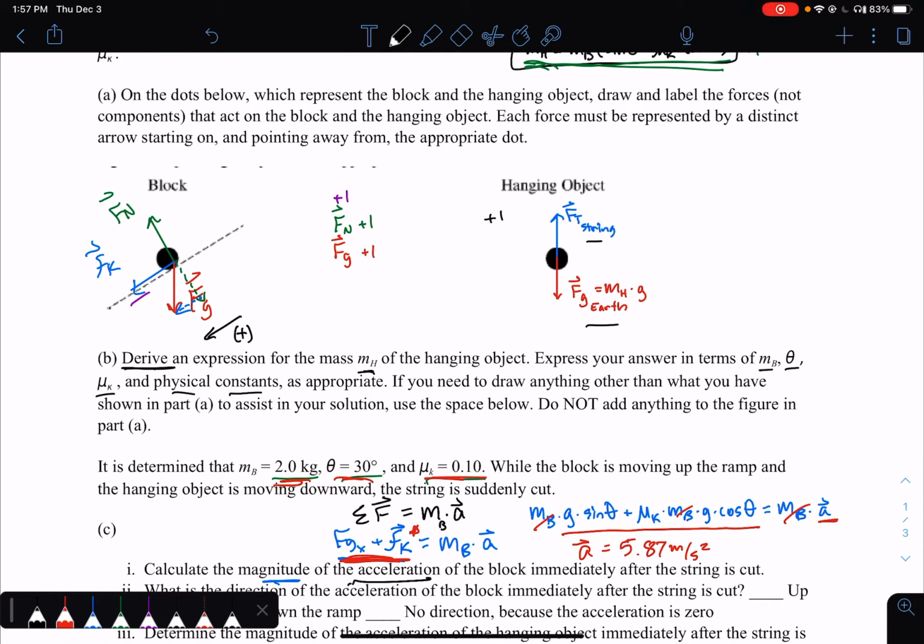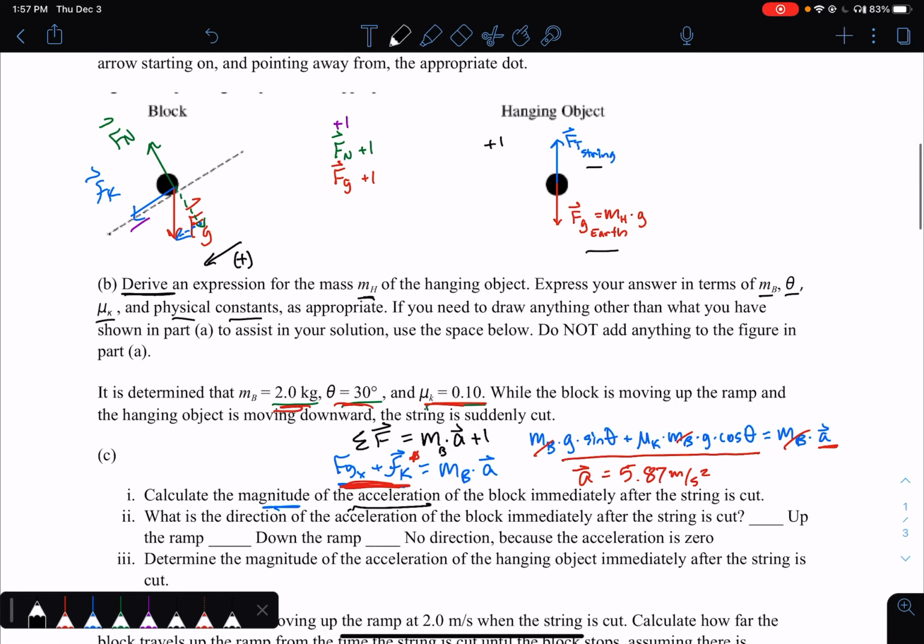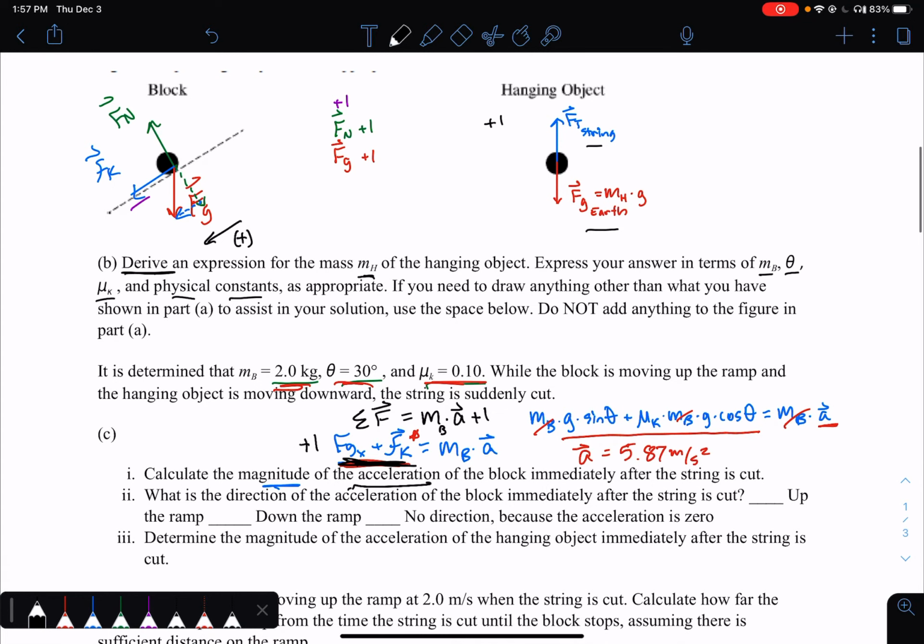So again, I gave you a point if you just knew, okay, Newton's second law. The next point came from having these two forces work together. And then the final point came from actually having the correct value for our acceleration. What's the direction of the acceleration after the block is cut? It's down the ramp, so that just got you a point.